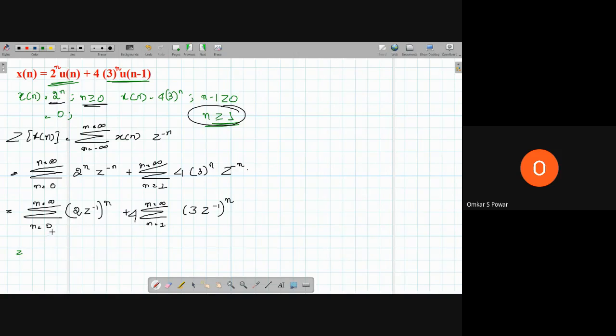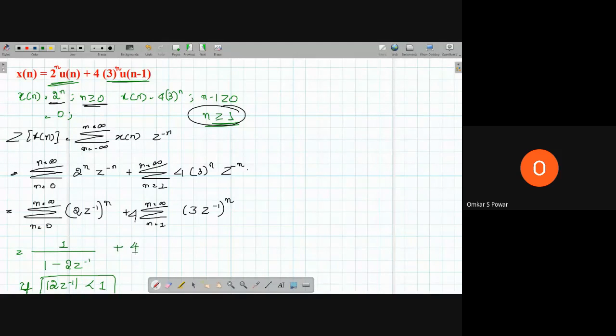So this looks like summation n varies from 0 to infinity a to the power of n, which is nothing but 1 by 1 minus a, and down you will write the condition: if mod a, which is 2 into z to the power of minus 1, is less than 1. So this helps us to plot the ROC easily. Write the condition also below. So when plotting ROC, it will be easy for you.